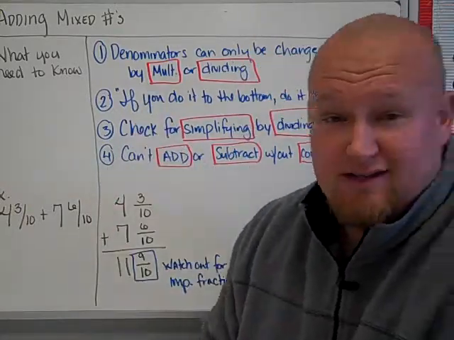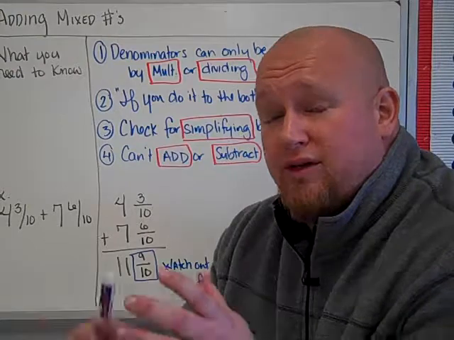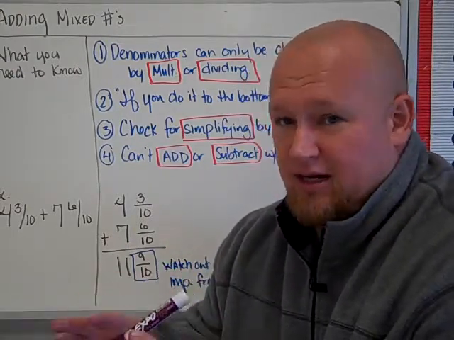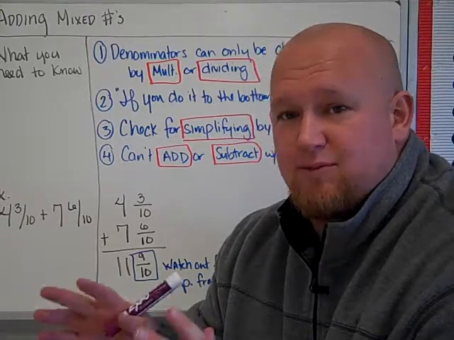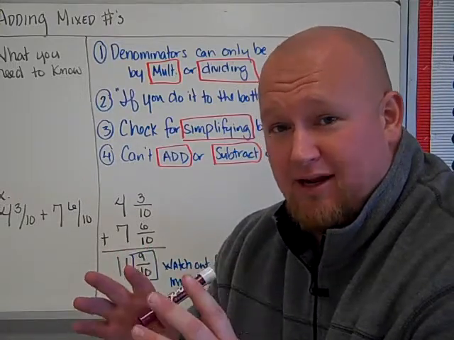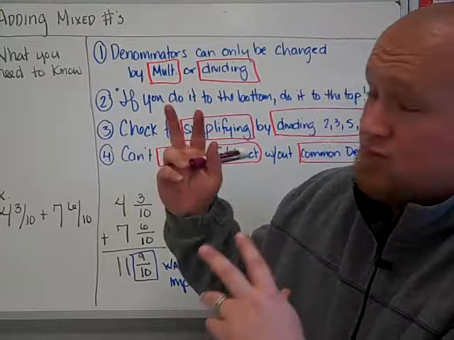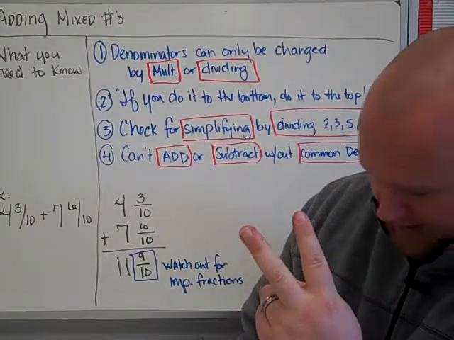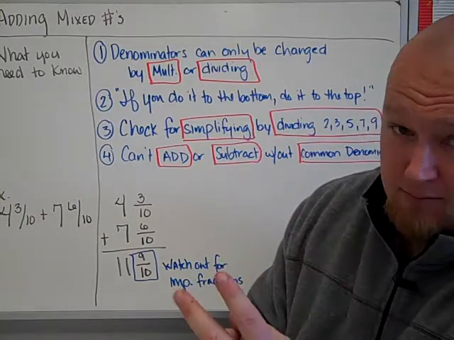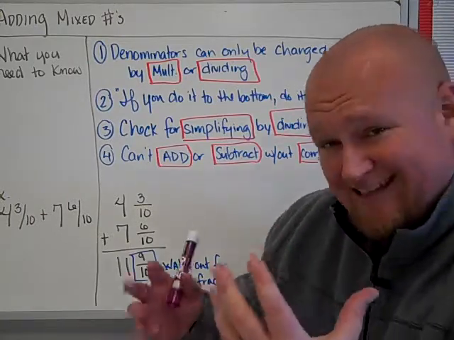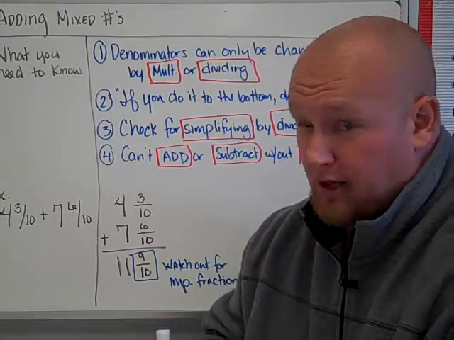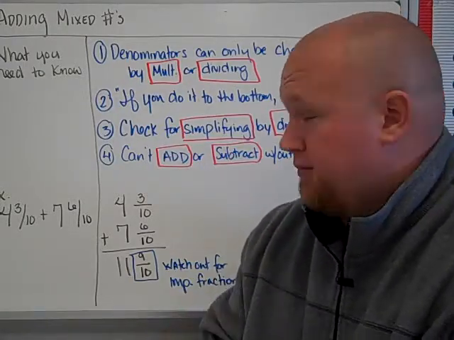First of all, I'll say it again. Denominators can only change by multiplying and dividing. You can't add them or subtract them to change. The only way to change a denominator is by multiplying and dividing. Rule number 2, if you do it to the bottom, do it to the top. Go ahead and say it with me again. If you do it to the bottom, you got to do it to the top. We have to remain consistent. The fraction is one number. It is not 2 with a little line. It is one value, one number.